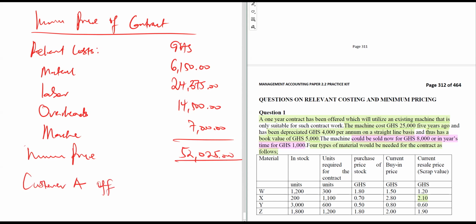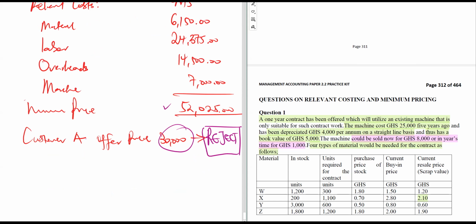So let's consider customer A. What's the offer price? He wants to give 30,000. Accept or reject? Reject. Why? The offer is lower than the minimum price. Minimum price is 52,025, but he's offering 30,000, so we should reject it. What about customer B? We should accept.